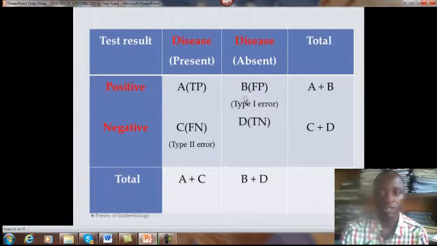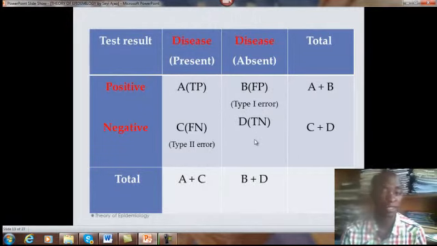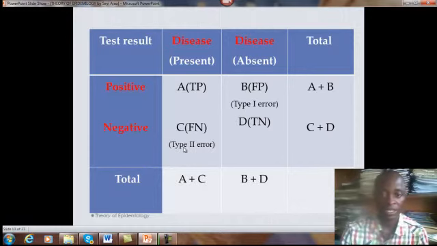Of course, I think you remember our type 1 error. Type 1 error is the error committed when a true hypothesis is rejected. And the other one here is when you are accepting a hypothesis that is not true.